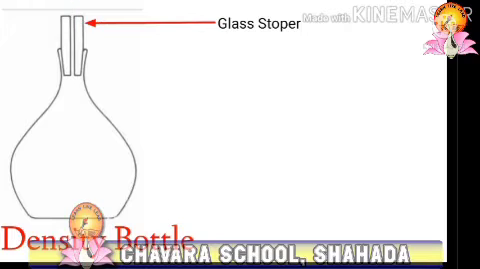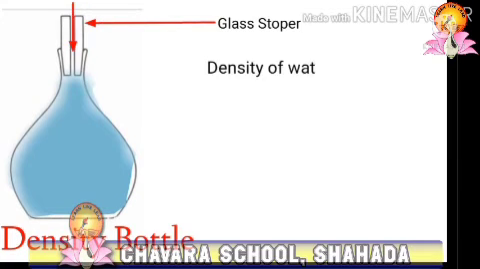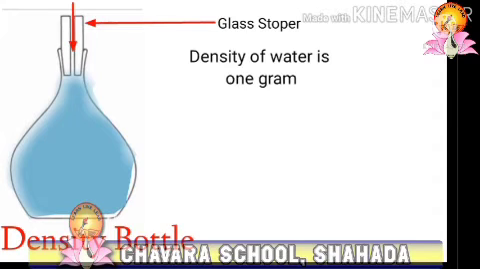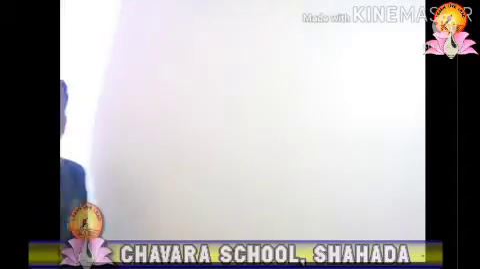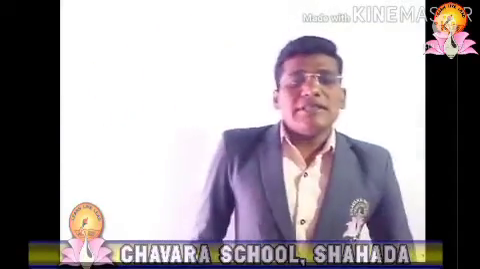When the bottle is filled with the liquid and the stopper is inserted, the excess liquid rises through the hole and drains out of the bottle. So it always contains the same volume of the liquid each time it is filled. And the density of water is 1 gram per centimeter cube, so the mass of water needed to fill the bottle completely will be given as the volume of the bottle. This is what we have about the density bottle.